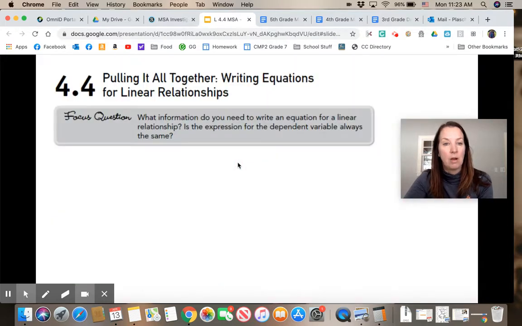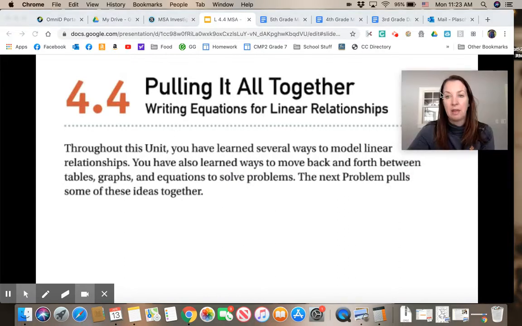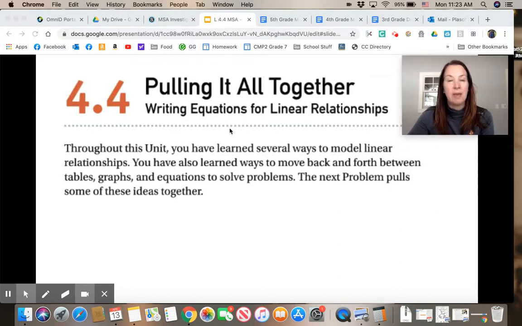All right, so our main question today is, what information do you need to write an equation for a linear relationship? Is the expression for the dependent variable always the same? Remember, the dependent variable is the one that depends on the independent. So if you're talking about time and money, the money will be dependent. How much you make depends on how long you have been working.